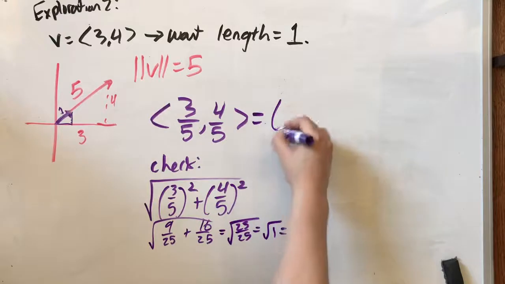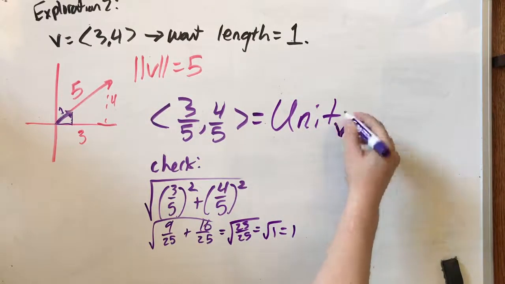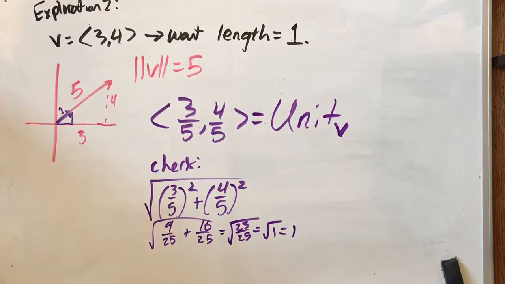So the way that we write this is we write a big unit and then the vector that we took. So this is the unit vector of vector v. And all we did was take its current magnitude and divide each component by that magnitude.